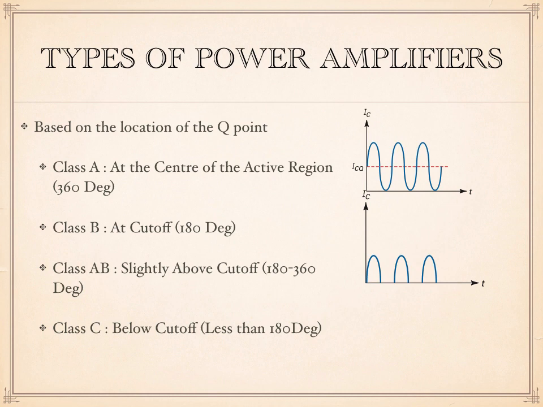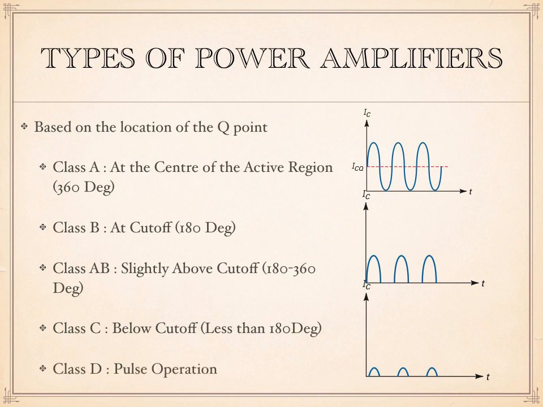In class C operation, operating point is located below cutoff, and so transistor conducts for small portions of the input cycle, and we obtain pulses of collector currents at the output as shown in the figure here. And conduction angle of course is less than 180 degrees.